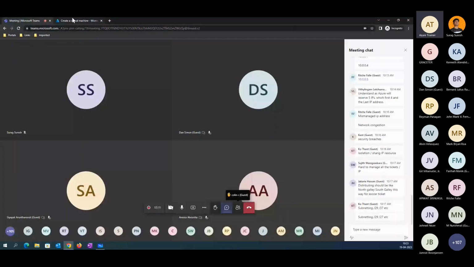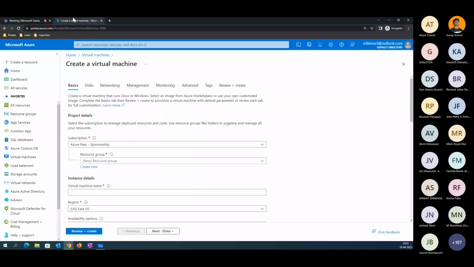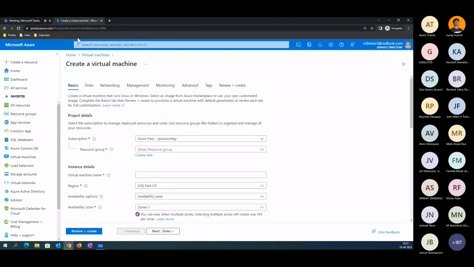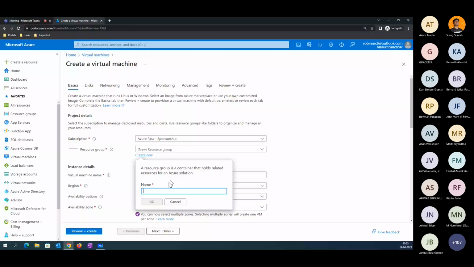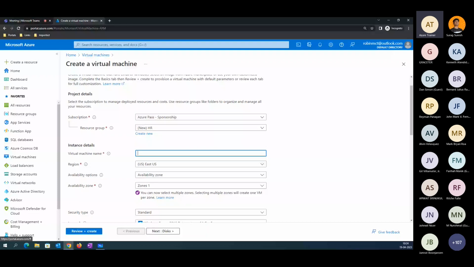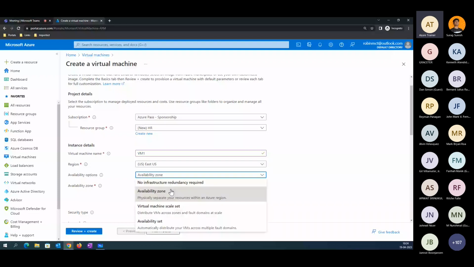Now, let me create a virtual machine here. We are creating a new virtual network. I'm just giving a network name like HR. Let me create the network, and create a VM called VM1. No infrastructure cost.